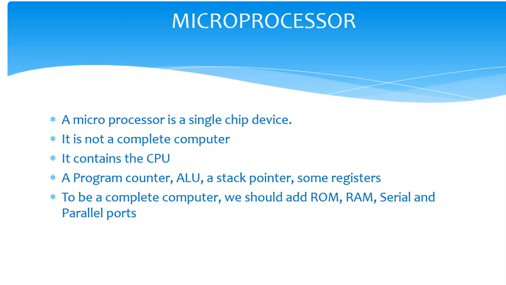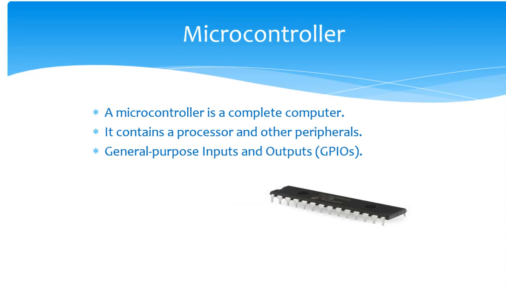But on the other hand, a microcontroller is a complete computer. It contains a processor and other peripherals. Also, there is an important part which is the GPIO or GPIOs. GPIOs can be used to interface your microcontroller with other devices like sensors and even with other microcontrollers.